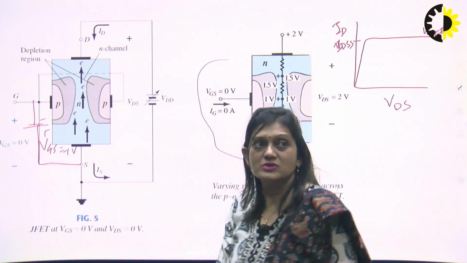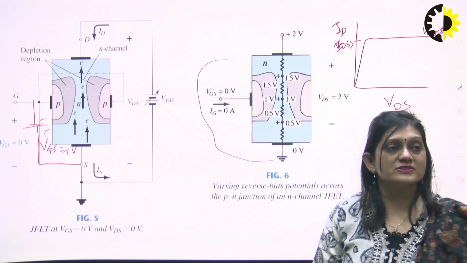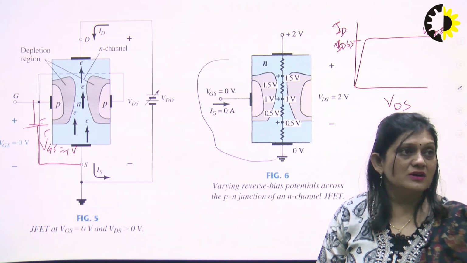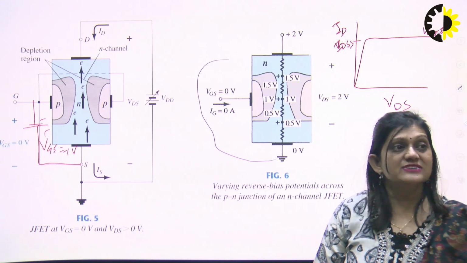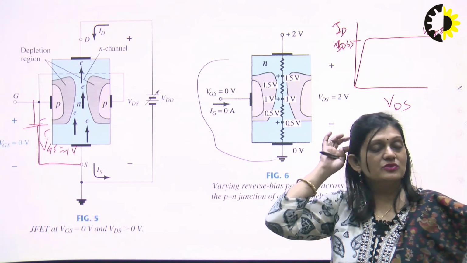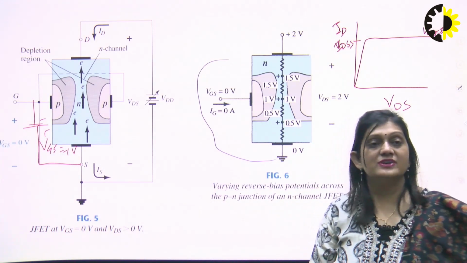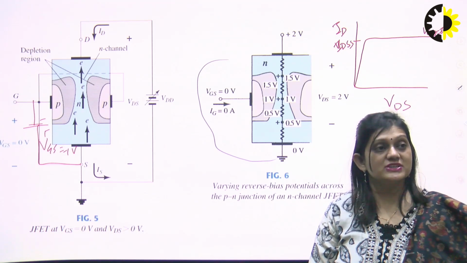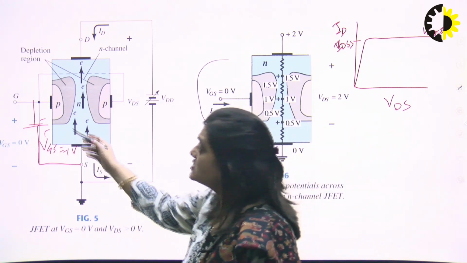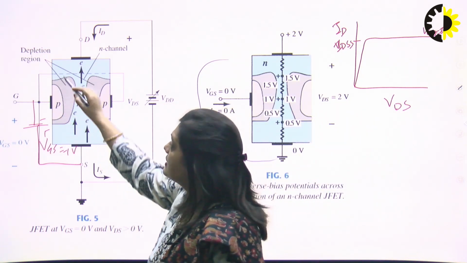So we have to do the analysis of the JFET in two ways. First is the VGS 0, and another analysis will be done when the gate and source is in reverse bias. Means it will be connected with a negative supply, that is -1 volt. -1 volt will be applied for the N channel, and if it is P channel, it will be connected with the positive 1 volt.